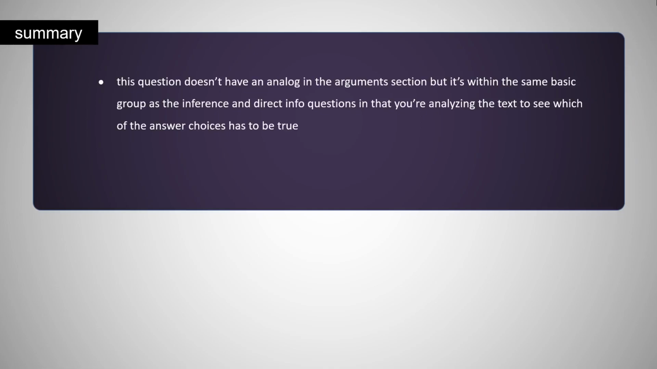So, in terms of a quick summary, this question doesn't really have an analog in the argument section, but it's within the same basic group as the inference and direct information questions, in that you're analyzing the text to see which of the answer choices has to be true. And this question type is much more specific than the other two tend to be.